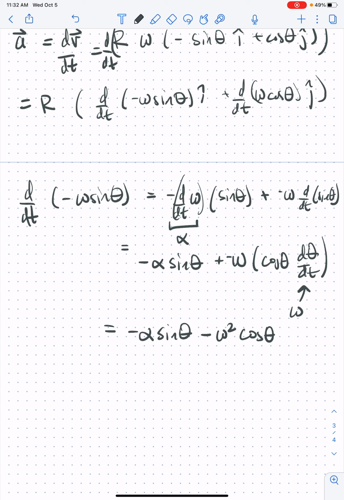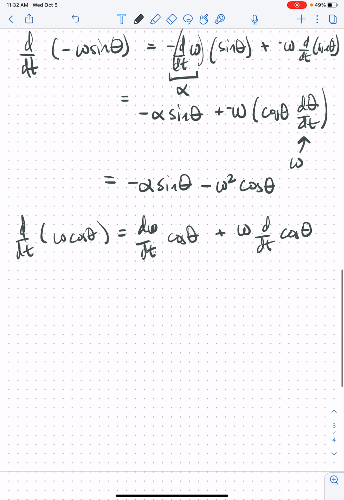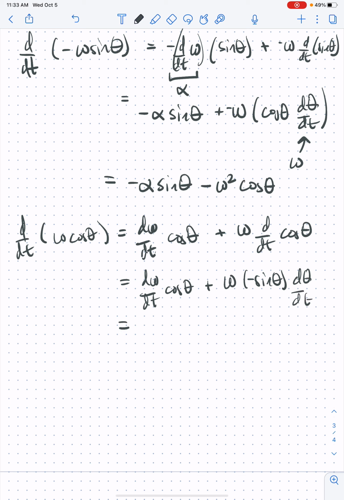And then now let's do the same thing for y. So we've got d/dt of omega cos theta, which is d omega/dt cos theta plus omega d/dt of cos theta, which is d omega/dt cos theta plus omega negative sine theta d theta/dt. So we've got alpha cos theta minus omega squared sine theta. Okay. And now let's plug both of those into our A above.